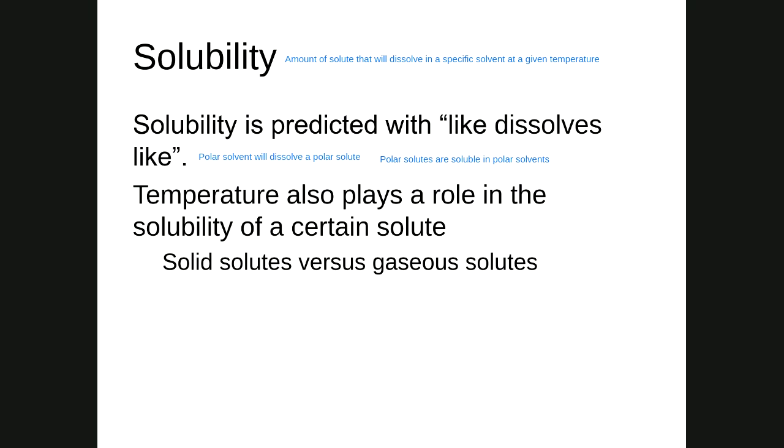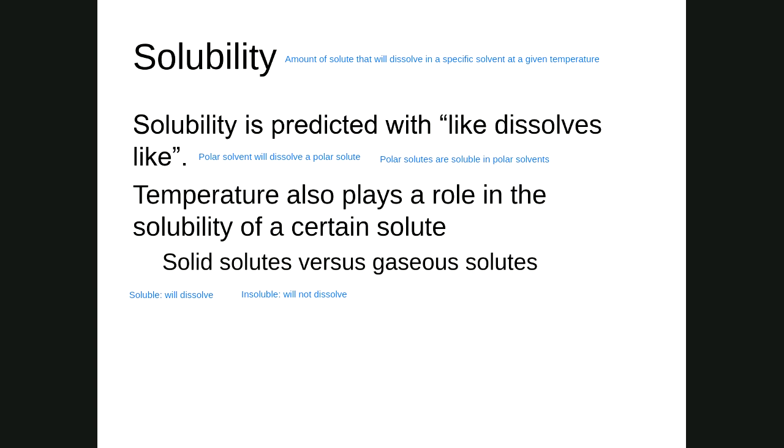So like dissolves like just means that if you look at the intermolecular forces or the molecular polarity of the two compounds, the solute and the solvent, if they match, they're likely to be soluble. So soluble means that it will dissolve. Insoluble means that it will not dissolve. So let me put that again in writing. Soluble means it will dissolve. Insoluble means it will not dissolve. So that's the common terminology that we'll use.